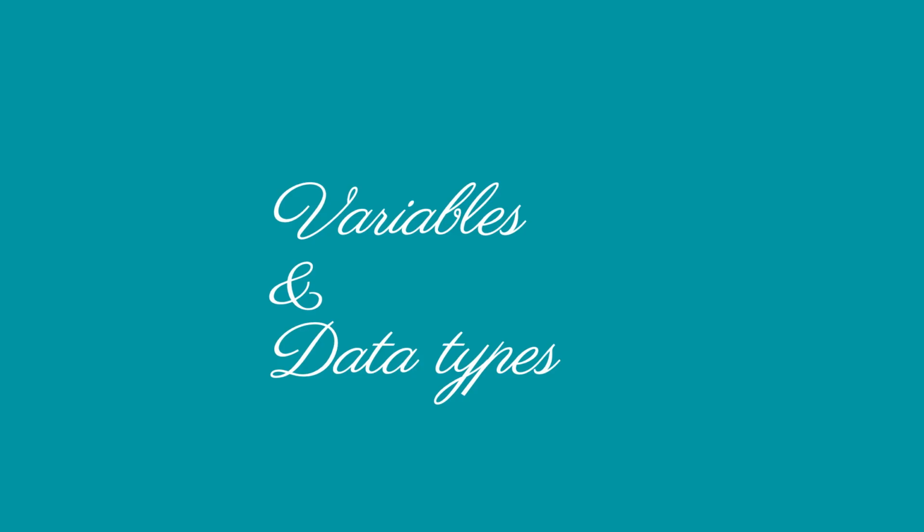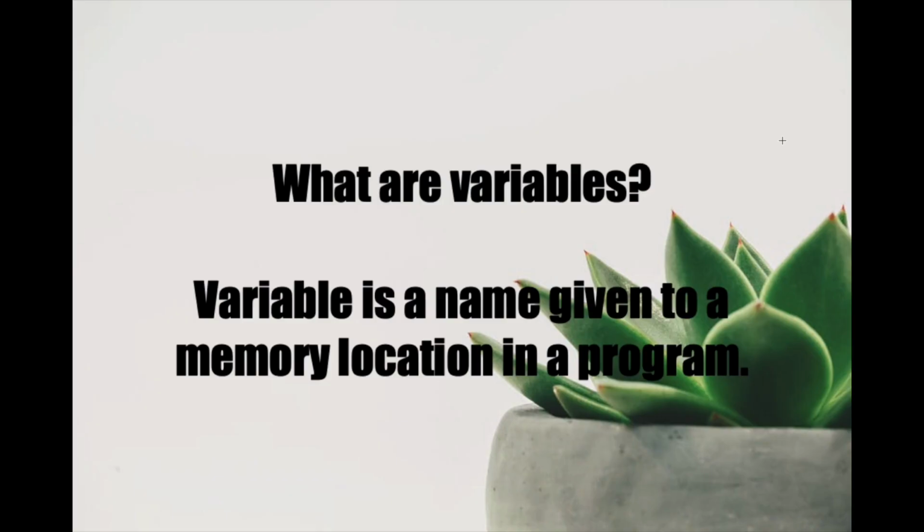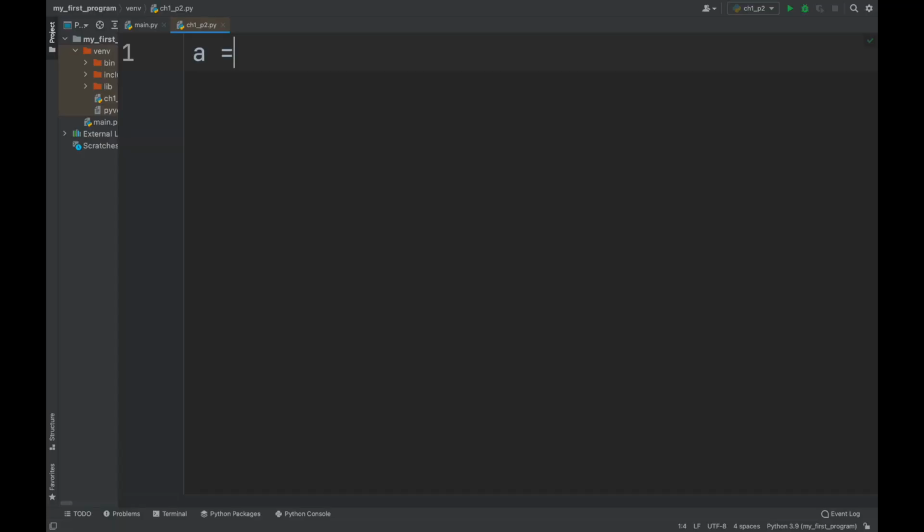Today we are going to discuss variables and data types. Now let's see what variables are. Generally, variables are nothing but their values can be changed anytime. But in Python, a variable is just a name that is given to a memory location to store any value. For example, if we store 32 in A, this A is a variable because it is storing a value.